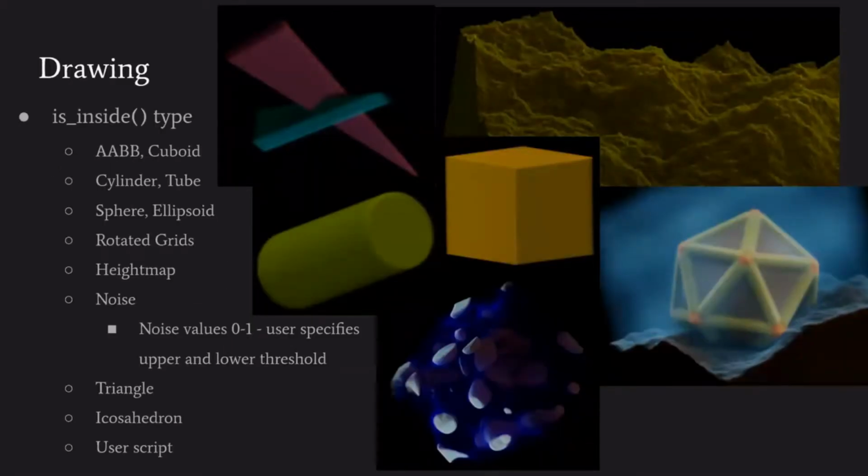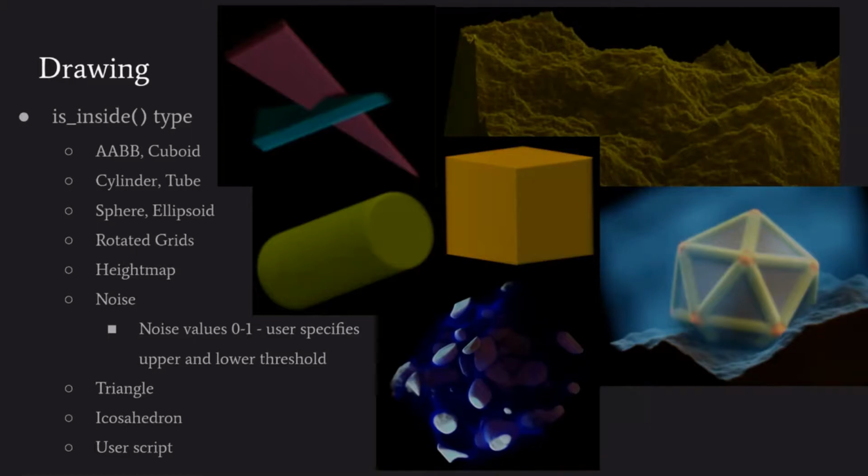So for the most basic shapes, we've got a function that basically says, for my voxel location, am I inside or outside of this shape? So axis-aligned bounding boxes, or a cuboid shape that's orientable. Cylinders and tubes, spheres and ellipsoids. That's a sphere with a couple different radii that you can set independent of one another, and you can rotate that too. Rotated grids, which I don't have any pictures of here, but I'll get to one in a second.